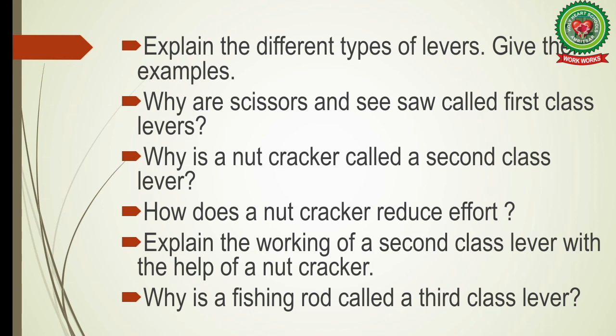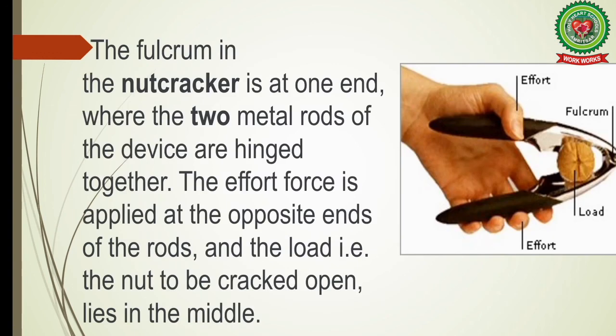Next question, how does a nutcracker reduce effort? We have discussed this question already. Next question, explain the working of a second class lever with the help of a nutcracker. This question is important. Let's discuss it once. As you can see in the diagram, the fulcrum in the nutcracker is at one end, where the two metal rods of the device are hinged together. The effort force is applied at the opposite ends of the rods, and the load, that is a nut to be cracked open, lies in the middle. We have discussed this already, and this is the working of a second class lever with the help of a nutcracker. You must note down this answer also.